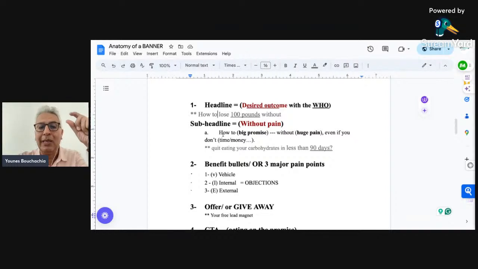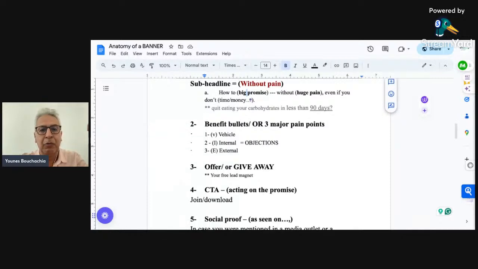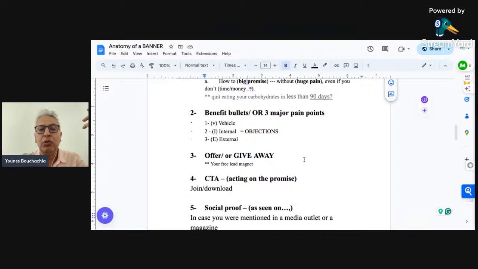Basically, what we do is we follow the formula: how to get a big promise without a huge pain, even if you don't have the time or the money. So this is the general formula. I will give you a few other examples so you can expand your perspective and have a better understanding of how things work. The next thing we want to do is speak about the benefit bullets or the three major pain points.